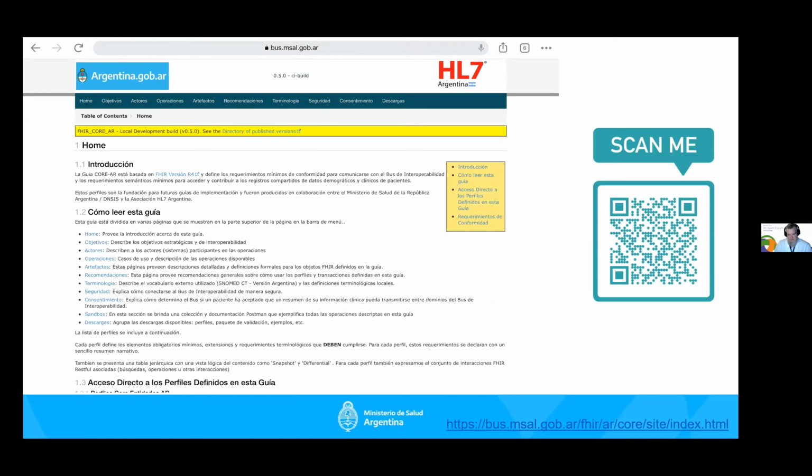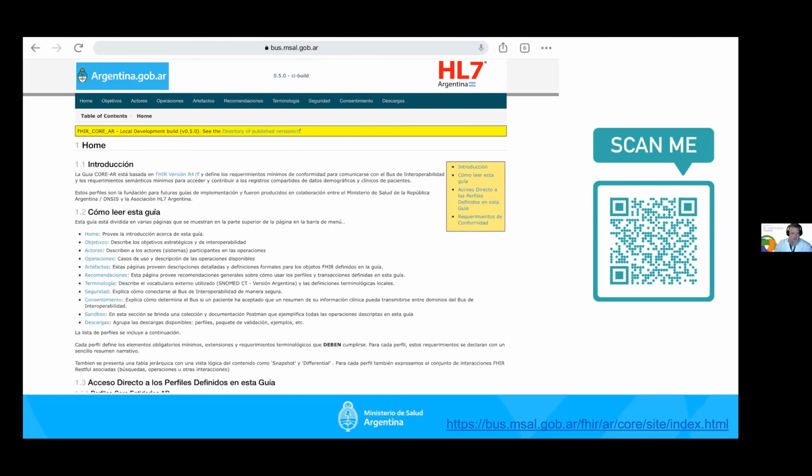Okay, as part of this education for the provinces and the technical teams of the provinces, we developed an implementation guide of our use case of IPS. This is in Spanish, of course, but this is the QR code for the site where the implementation guide is located. Or down in the inferior right corner you have the link to enter there.